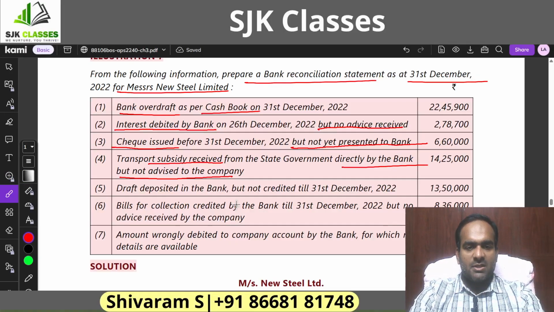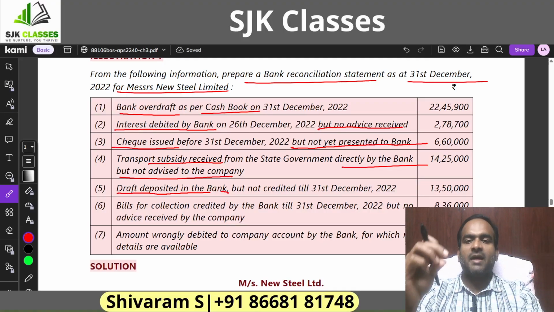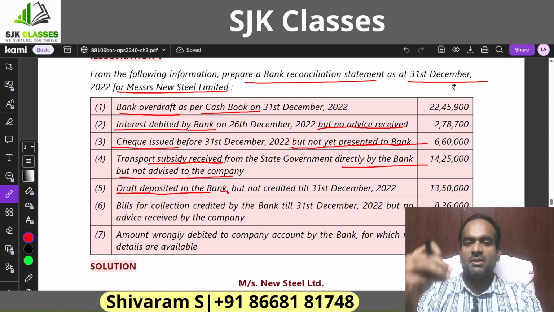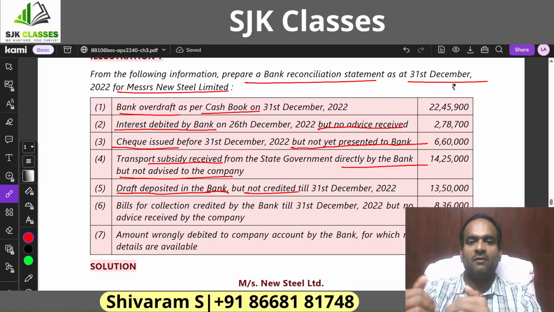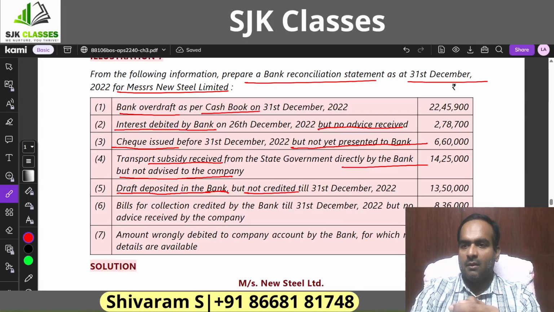Draft deposited in the bank. What is the meaning here? Draft deposited in the bank means this is a case of receipt. Draft deposit bank means I am depositing the check in my bank account. It's a case of receipt here. So this is a case of receipt, but not credited. What is the meaning? The check has not been cleared. If I deposit a check, it's not a magic. I won't get the amount immediately. It will take some time for the bank to clear the check. So I have deposited the check, but amount is not yet received in my bank account.